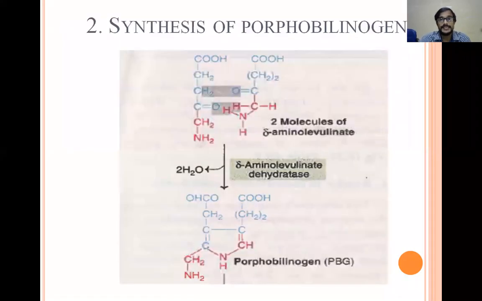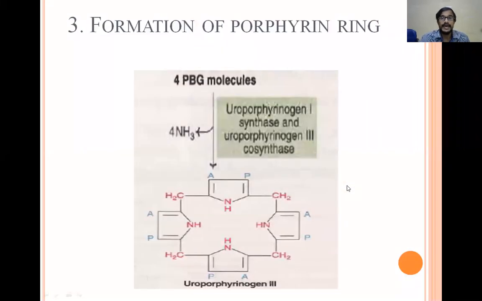And the second step is synthesis of porphobilinogen. So two molecules of aminolevulinic acid combine to form porphobilinogen, and the enzyme required is aminolevulinate dehydratase. And the third step is formation of the porphyrin ring.